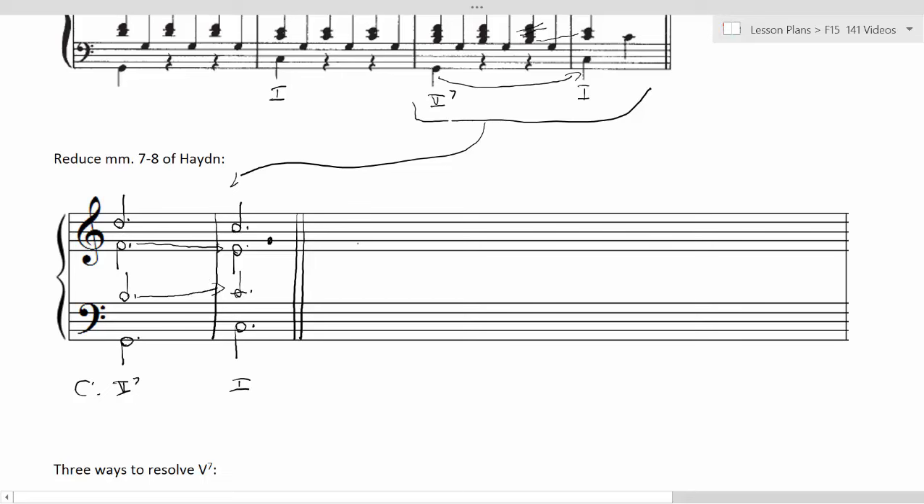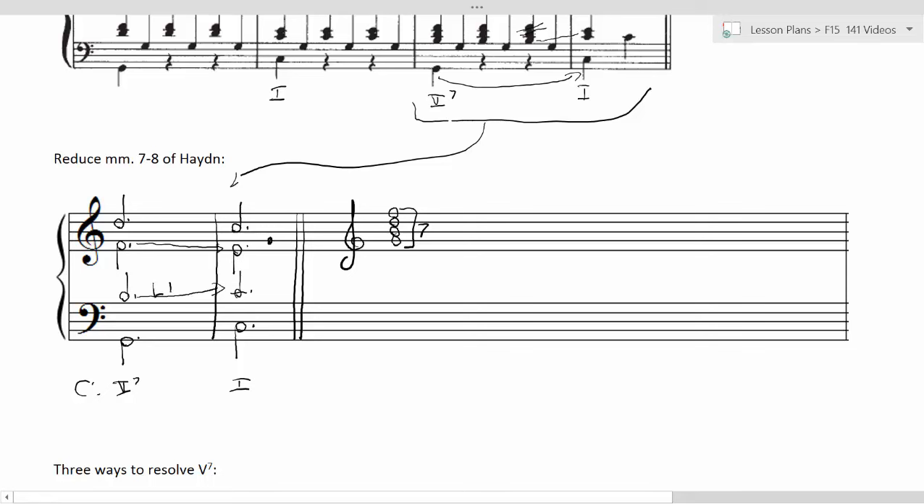So I'm going to write our 5/7 here in compact form: G, B, D, and F, right? And G to F is a seventh, so it's a dissonance. As we know from second species counterpoint, we have to treat dissonances very carefully, right? So whenever you have a seventh of the chord, it always falls by step, okay?